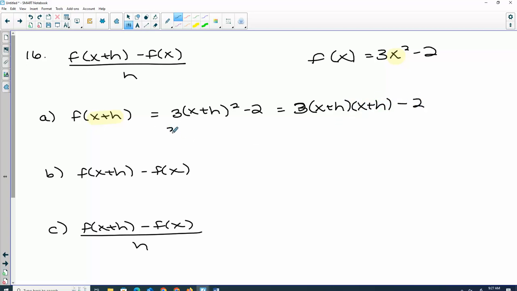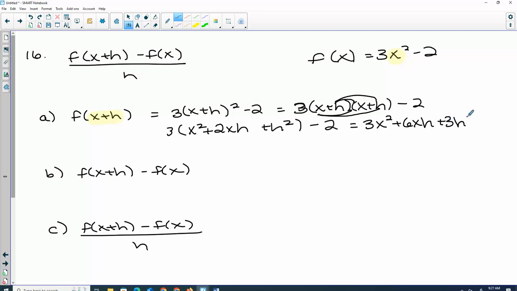So if we FOIL those, we get x squared plus xh and plus xh. So we could add those to 2xh plus h squared. Still have that minus 2 on the end. Distribute the 3, so we get 3x squared plus 6xh plus 3h squared minus 2. That's the first part. And that should be the longest part. Every step after this should get easier.